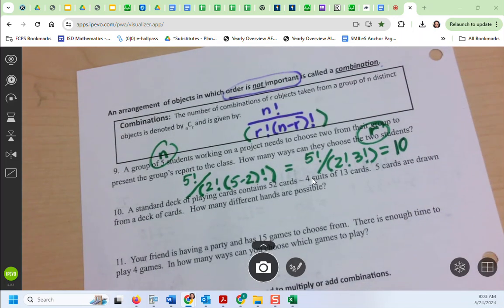There are really two things that make this hard, because using a formula is not hard. The first thing that makes it hard is deciding if it's permutation or combination, so you need to know if the order matters. The second thing that makes it hard is knowing what number is n and what number is r. After that, you're good.